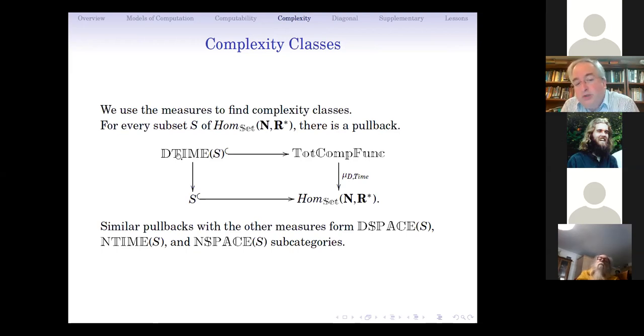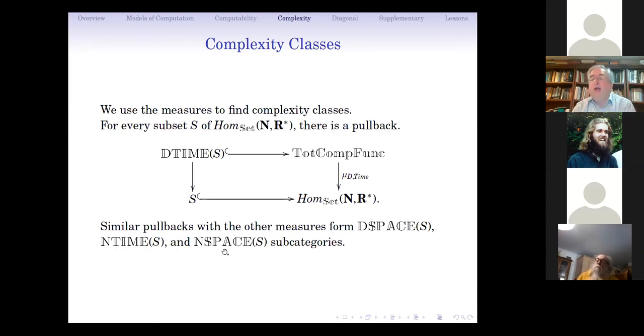Deterministic time: these are not decision problems. These are those programs that can work in deterministic time within S time. So S is telling you that function. The objects of this category are all types, just like the objects here. The morphisms are vastly smaller than that. There are only those computable functions which can be done in S time. We could do the same thing for deterministic space, non-deterministic time, and space.